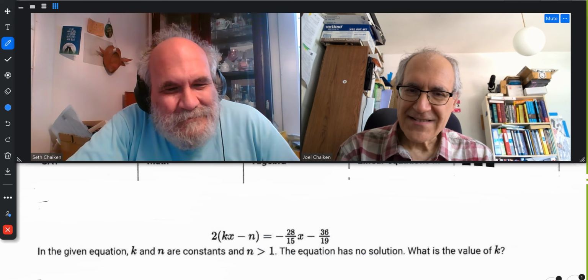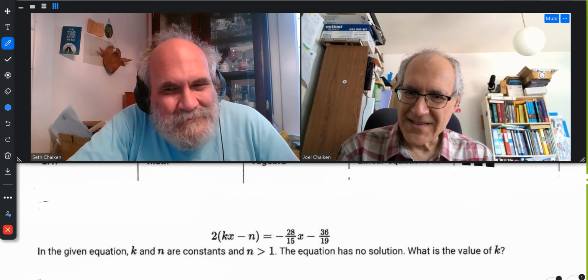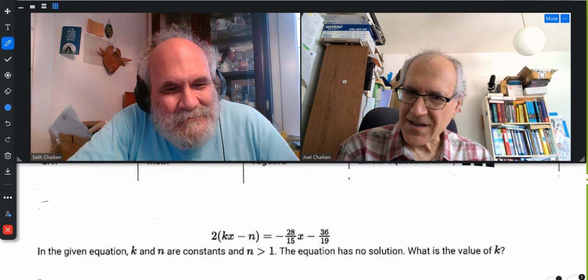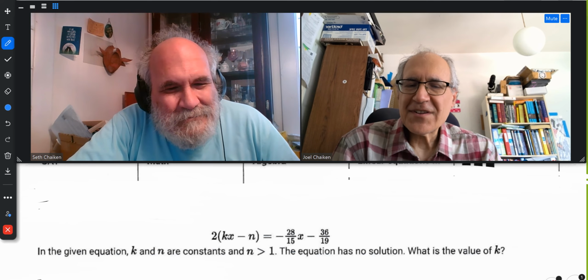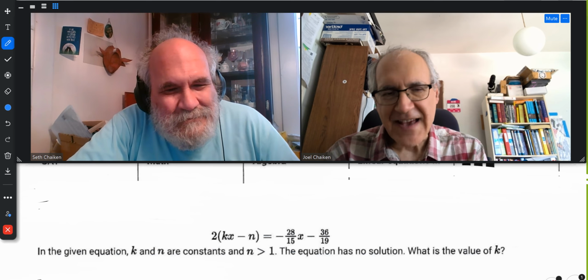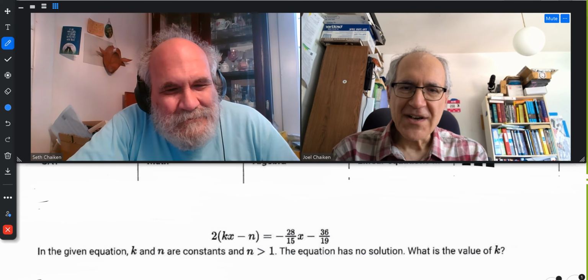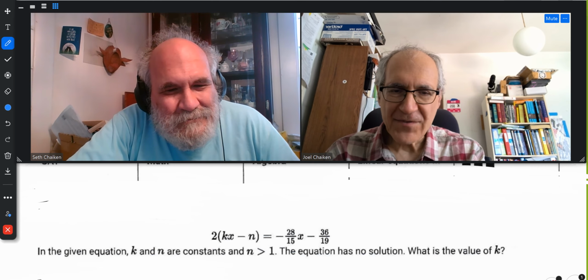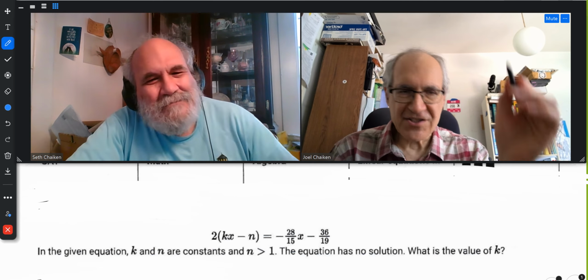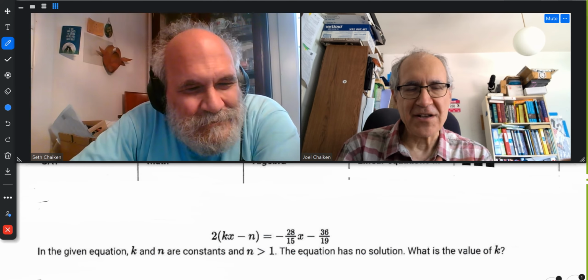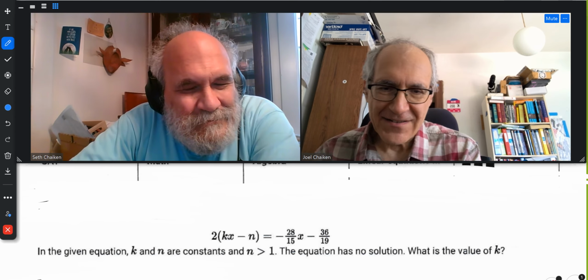Oh, this is matching coefficients. But wait, can't we just... Well, first of all, the coefficients in front of the x have to be the same. So let's make sure that that's true. If the equation has no solution, that means the slopes are going to be the same, and they're parallel lines. So let's at least see what this tells us.